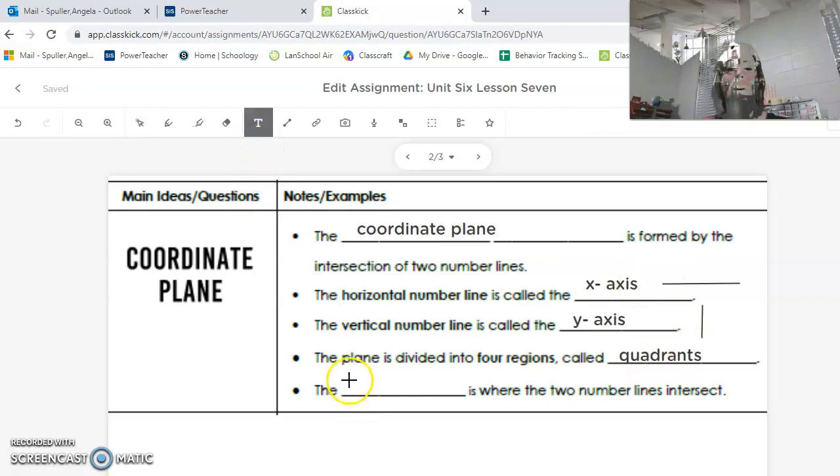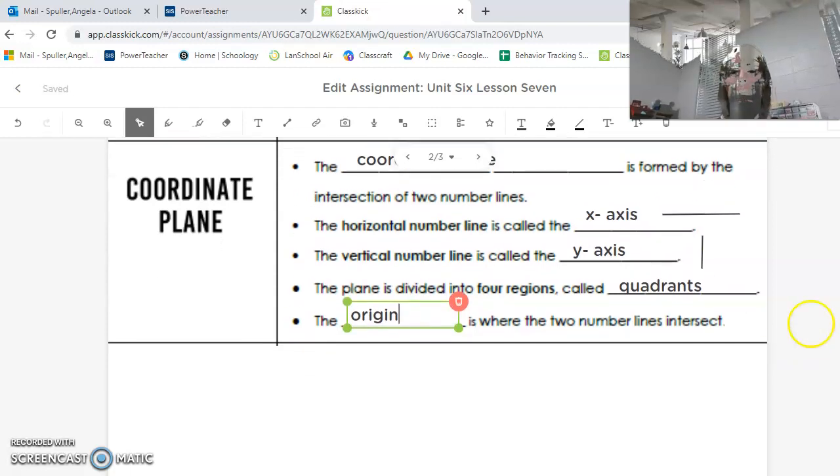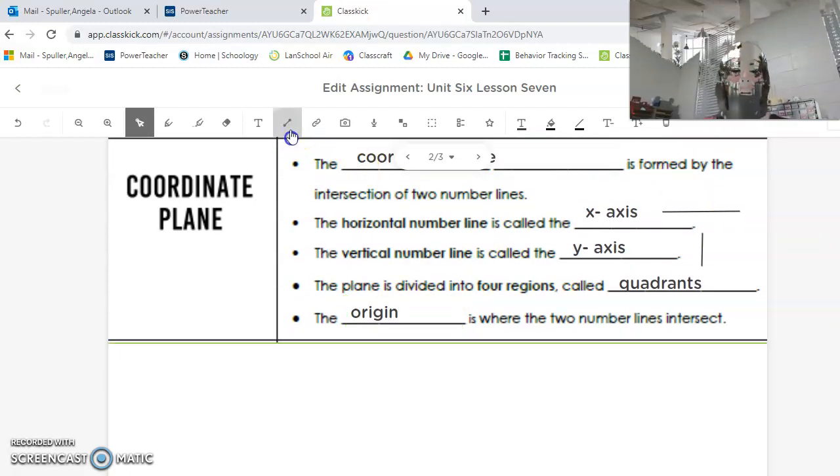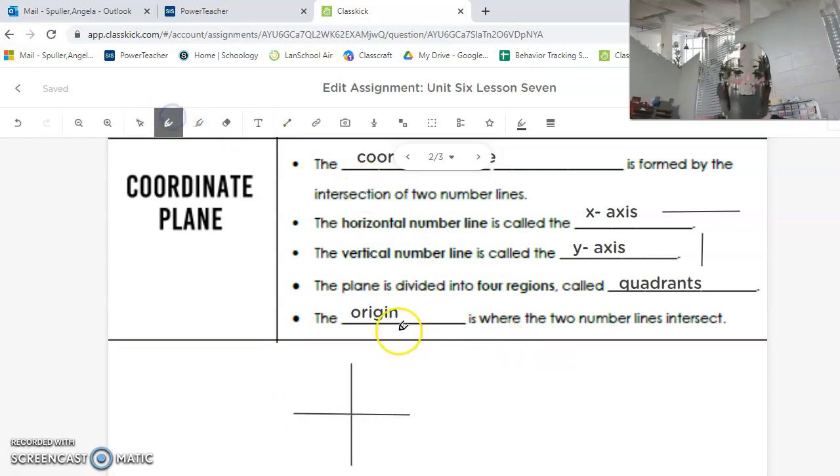And the origin is where the two number lines intersect. So that is, I'll push this down just a little bit. If I have my y-axis going vertical and my horizontal x-axis going this way, this origin is right here, okay, where they meet.